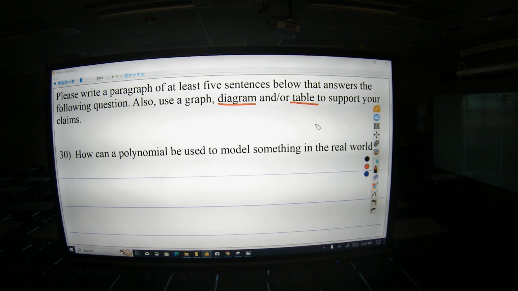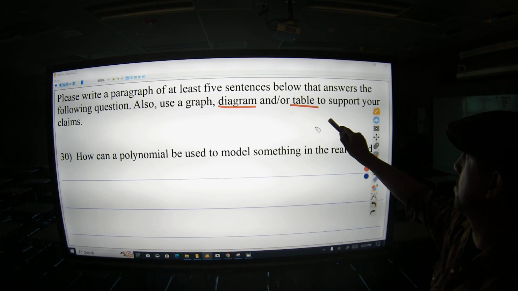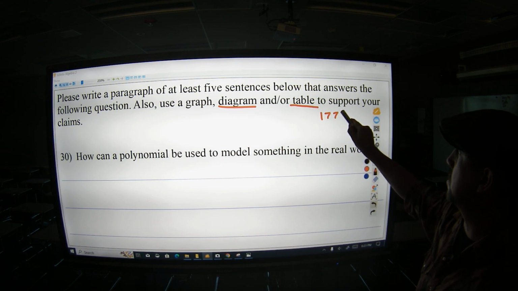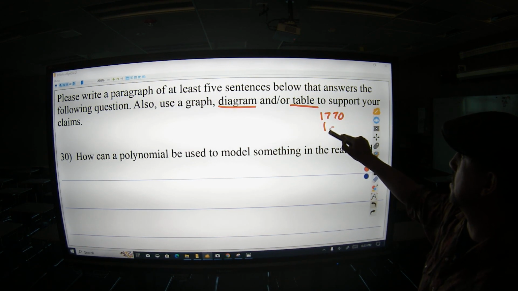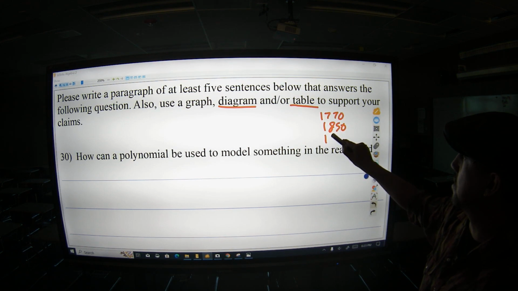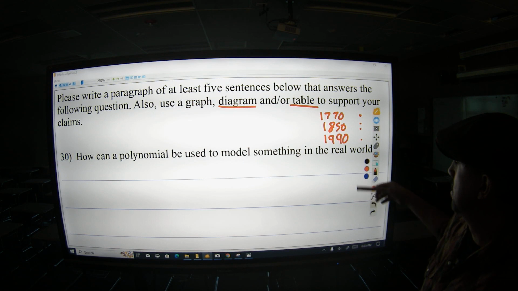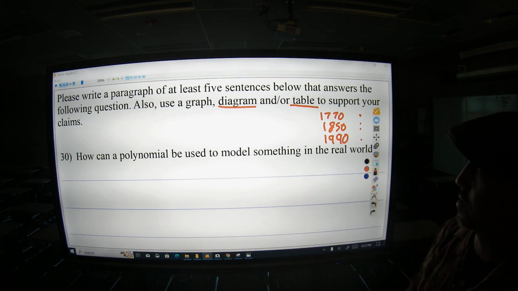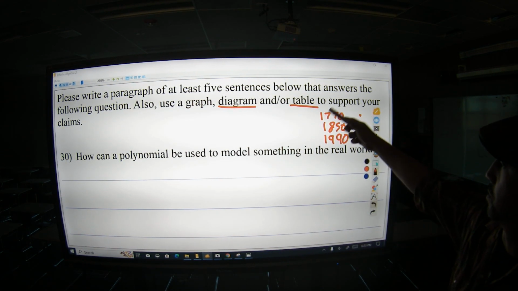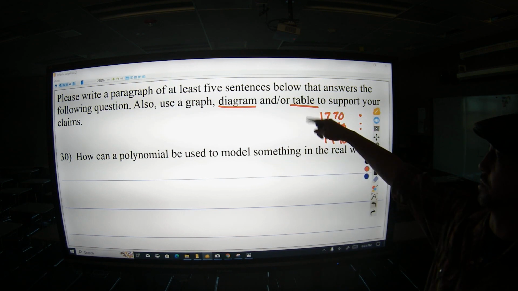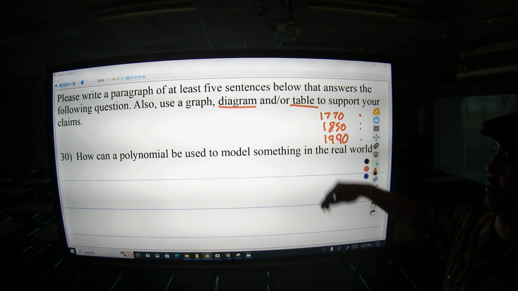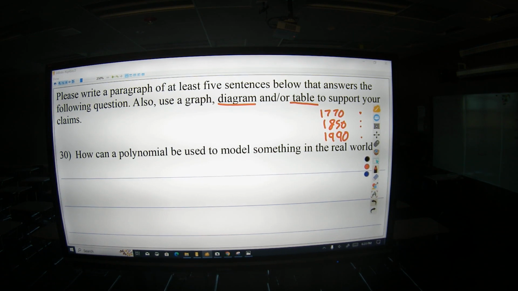If it's going to be a table of values, such as where we had the population in 1770 and then the population in 1850 and the population in the 90s and then the population in 2023, and you have a table of data, you could maybe put that on the side and give me an example. You could draw a picture. Some of you guys are great artists. Maybe you could draw a quick little sketch and show me this bridge can be modeled maybe using a quadratic polynomial.